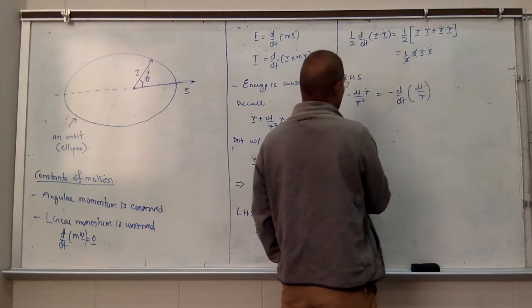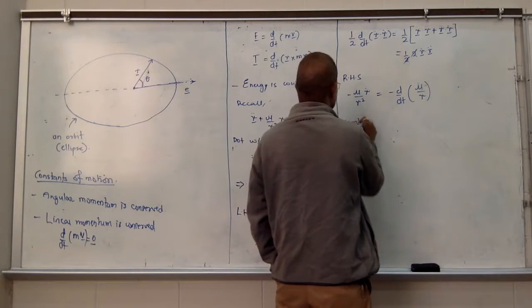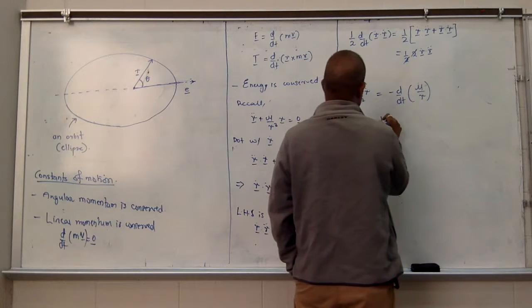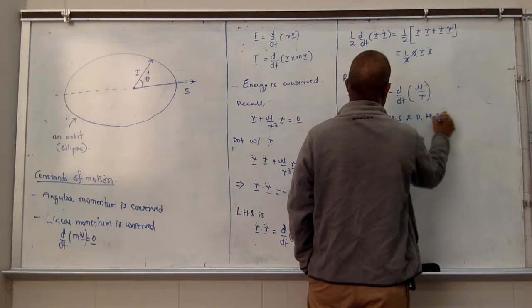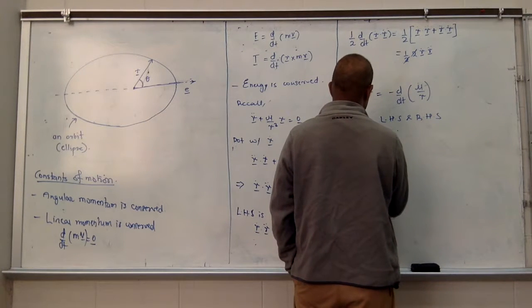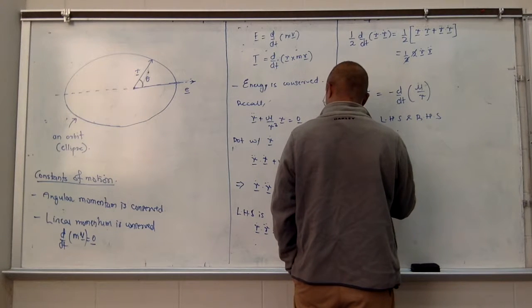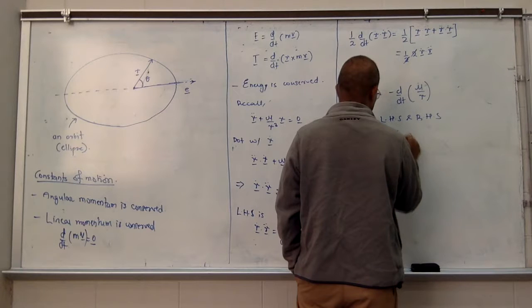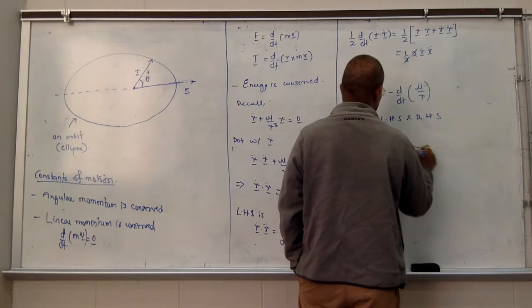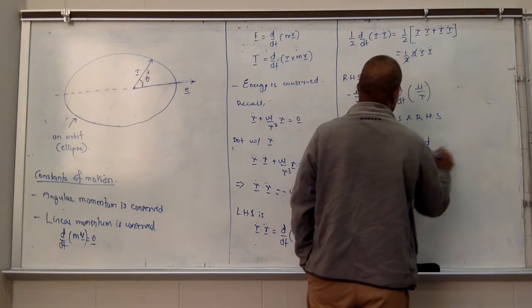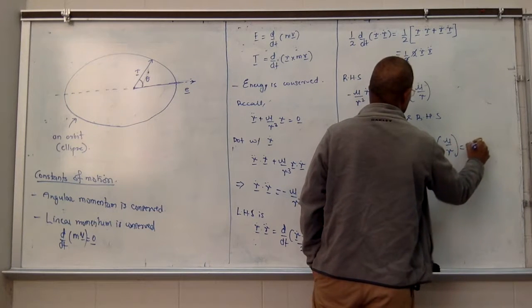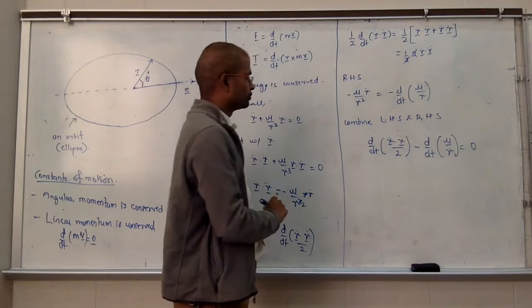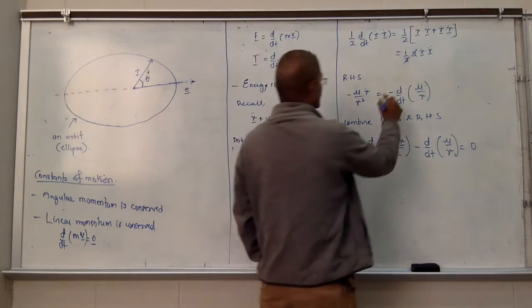So now combine the left hand side and right hand side. Okay. So what you're going to get is d over dt of vector v dot v divided by 2 minus d over dt of mu over r is equal to 0.